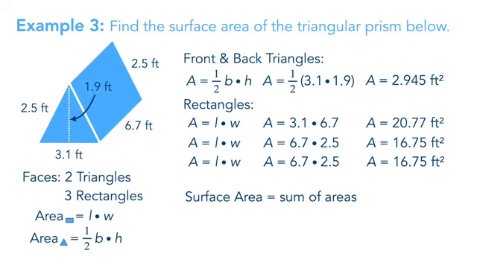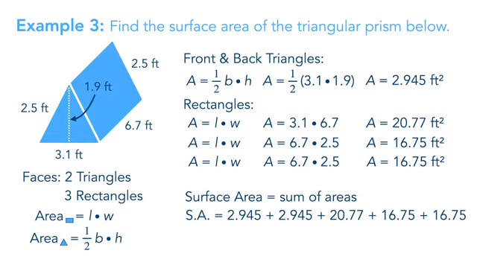Finally, we can find the surface area. The surface area equals 2.945 plus another 2.945, since there are 2 triangular bases, plus 20.77 plus 16.75 plus 16.75. So, the surface area of this triangular prism is 60.16 square feet.